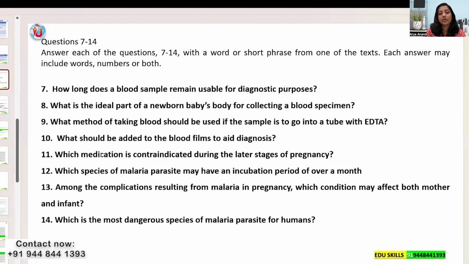11th one, which medication is contraindicated during the later stages of pregnancy? Then 12th one, which species of malaria parasite may have an incubation period of over a month? 13th one, among the complications resulting from malaria in pregnancy, which condition may affect both mother and infant? From which text is it? Which is the most dangerous species of malaria parasite for humans?